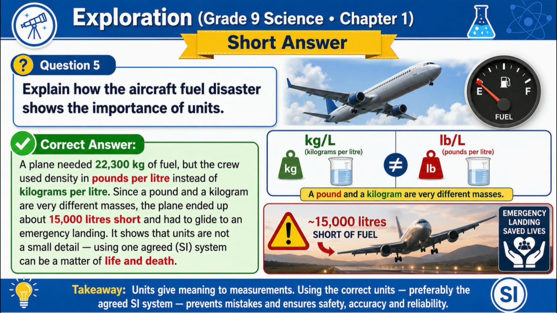5. Explain how the aircraft fuel disaster shows the importance of units. A plane needed 22,300 kilograms of fuel, but the crew used density in pounds per litre instead of kilograms per litre. Since a pound and a kilogram are very different masses, the plane ended up about 15,000 litres short and had to glide to an emergency landing. It shows that units are not a small detail. Using one agreed SI system can be a matter of life and death.